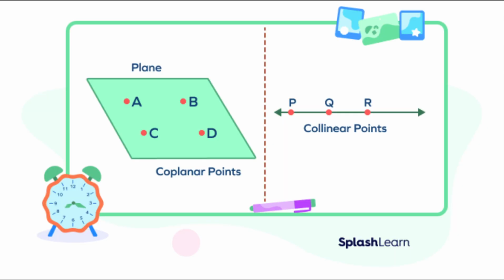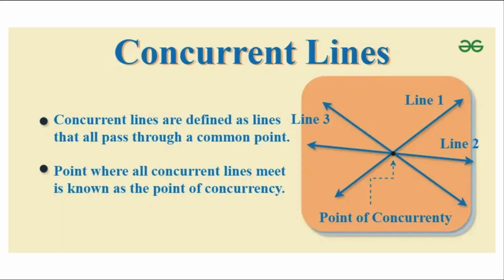Okay, we know what a plane is. And points that are on that plane are coplanar points. So they're on the same plane. Collinear points are on the same line. And then we have concurrent lines, which cross at a point of concurrency. So this could be many lines, and they're all passing through one single point. So this is a point of concurrency.